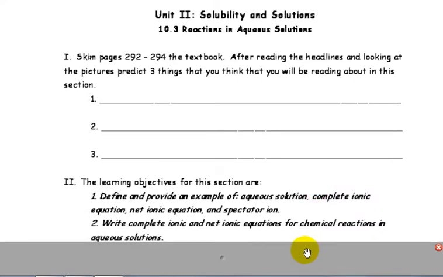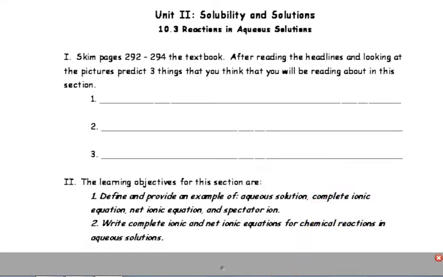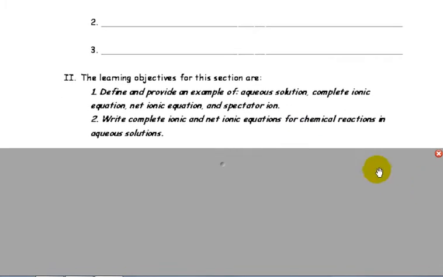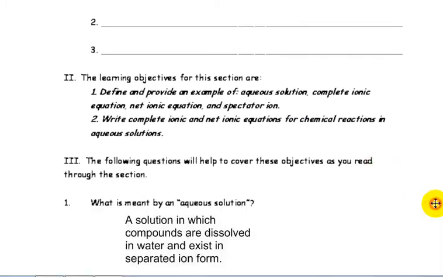What we're looking at here is aqueous solutions, complete ionic equation, net ionic equation, spectator ions, and writing complete ionic and net ionic equations for chemical reactions in aqueous solutions. So after that demo, hopefully this will make a lot more sense.